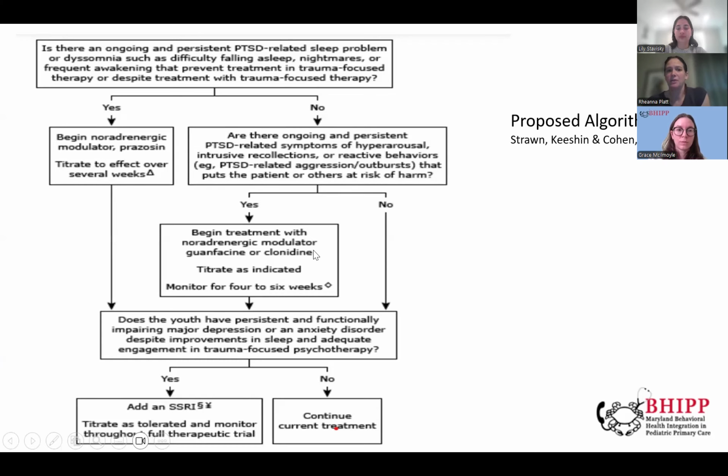And then at the bottom, it looks like, once you've treated that, is there evidence that there is a comorbid disorder that might respond to an SSRI? In which case, then you would think about that. But you'll see SSRIs are pretty far down on the algorithm for trauma.